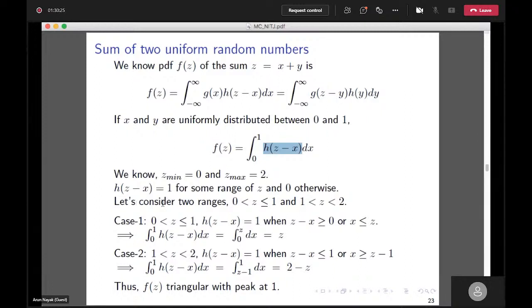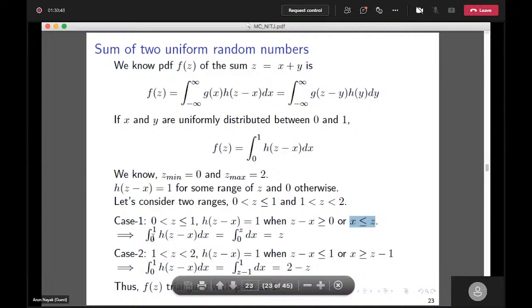Let's consider two regions of this integration, between 0 and 1 and between 1 and 2. When z is between 0 and 1, y will be between 0 and 1 only if z minus x is greater than 0. That means x is less than or equal to z. So this condition will be satisfied, and then you can put that condition here.